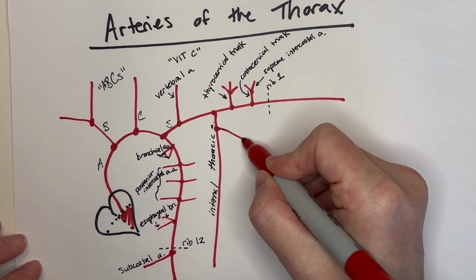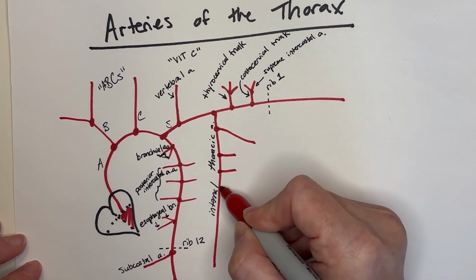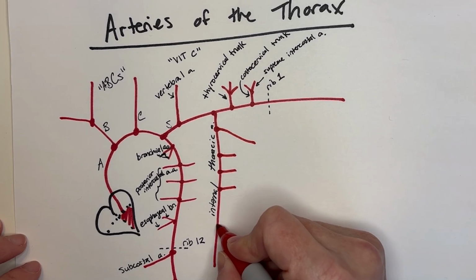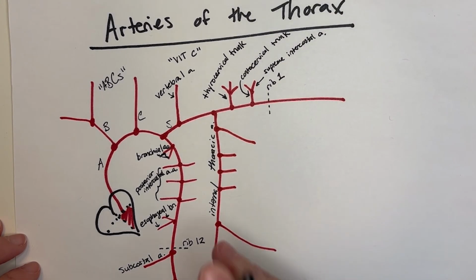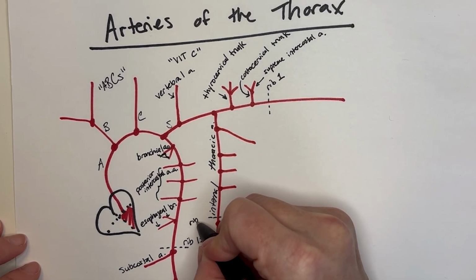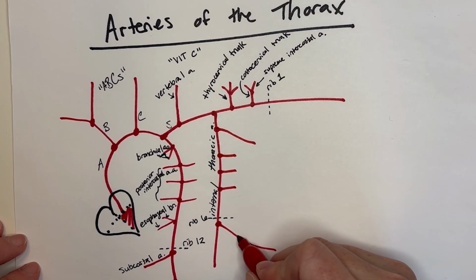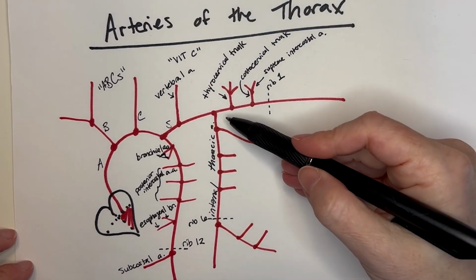For the internal thoracic artery, we're going to draw one big branch, a couple little branches, and then one final branch where the internal thoracic artery ends. This is just below rib 6, and we've got a couple extra branching points.